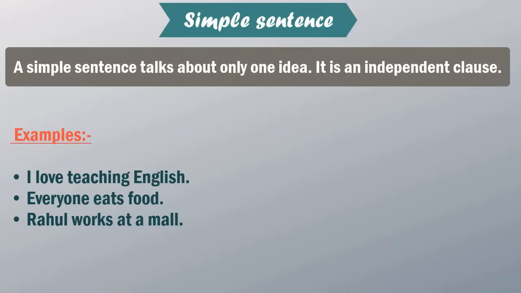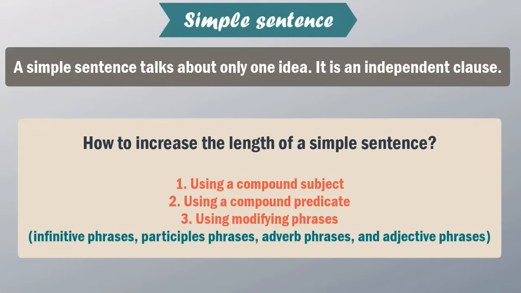So all these sentences are quite short, which is why a lot of people say simple sentences are short, but they can be long too. As I told you, it has nothing to do with the length of the sentence. You need to understand it only talks about one idea. If you want to make a simple sentence long, you can do that. How can you do it? You can use a compound subject. That'll make your sentence long. You can use a compound predicate. That'll also make your sentence a little longer.